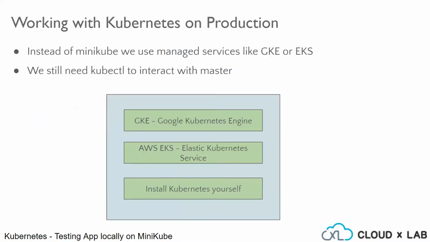So when working with Kubernetes in production, instead of Minikube, we use managed services like Google Kubernetes Engine or EKS, Elastic Kubernetes Service. We still need to use kubectl to interact with the master.